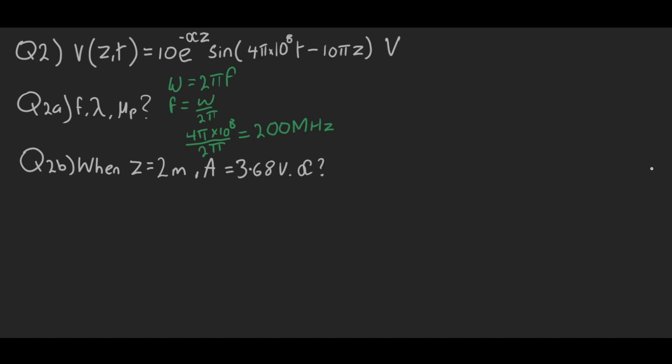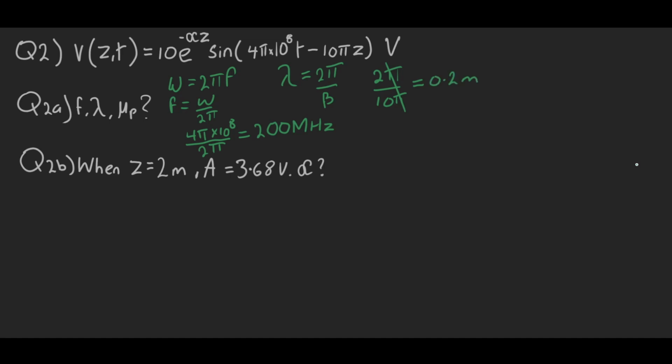And now we want to calculate the wavelength, lambda. So in this case, we use the formula 2 pi divided by beta, the phase constant. So here we have 2 pi divided by 10 pi. The pi will cancel out. 2 over 10 is the same as 1 over 5, and 1 over 5 is 0.2 meters.